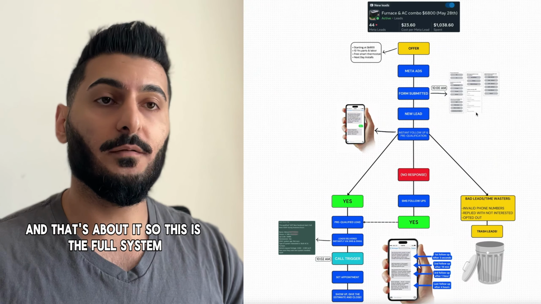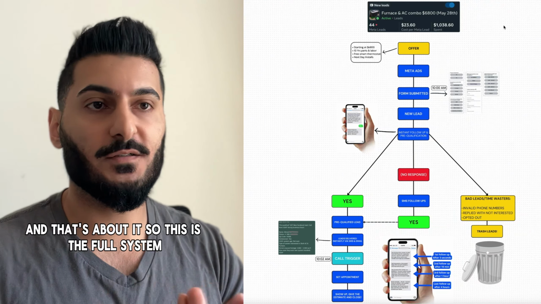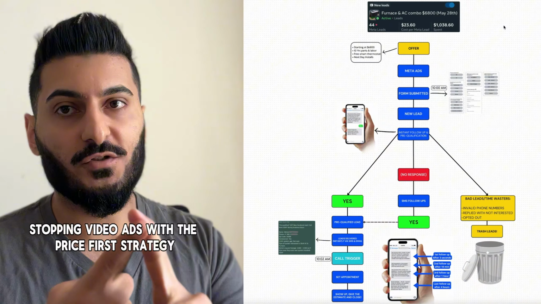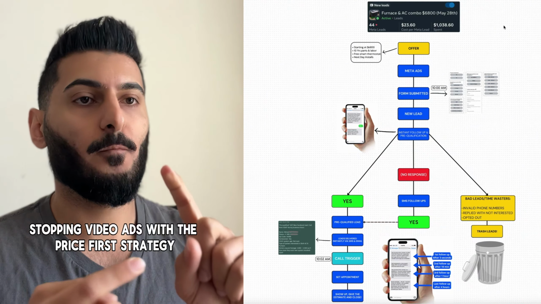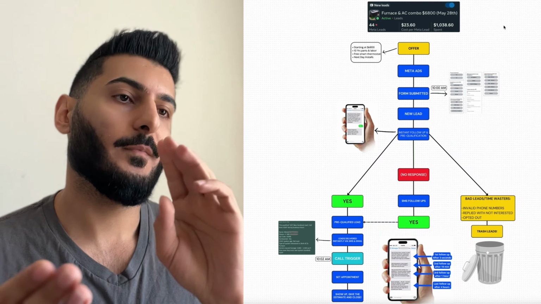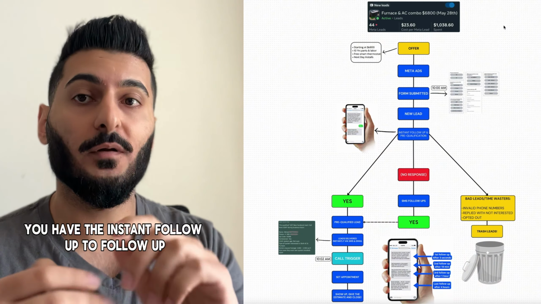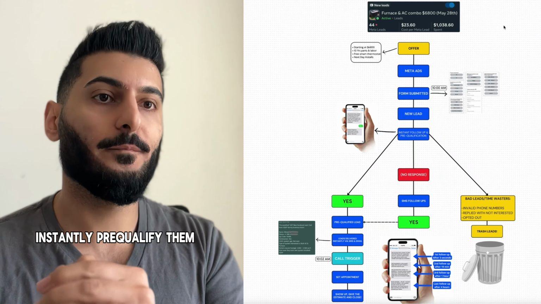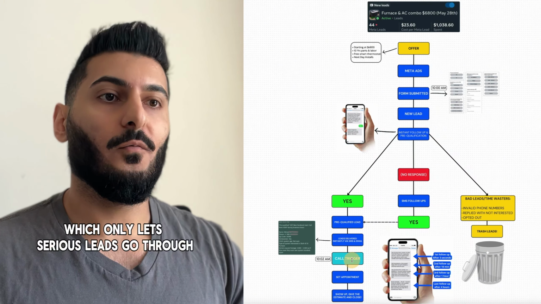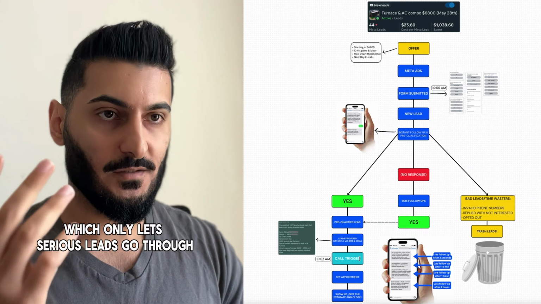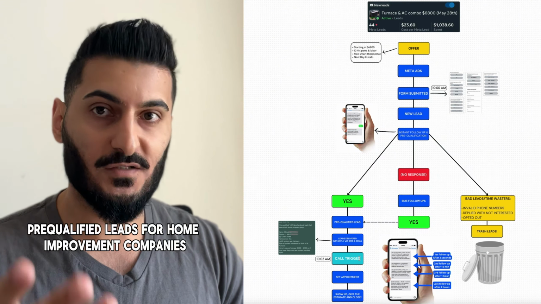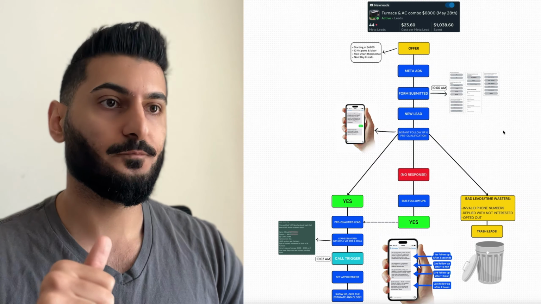And that's about it. So this is the full system. We come up with scroll-stopping video ads with a price-first strategy. We take them to the short form. You have the instant follow-up to instantly pre-qualify them. And then we have that live Call Connect feature, which only lets serious leads go through. And that's how we consistently generate exclusive pre-qualified leads for home improvement companies.